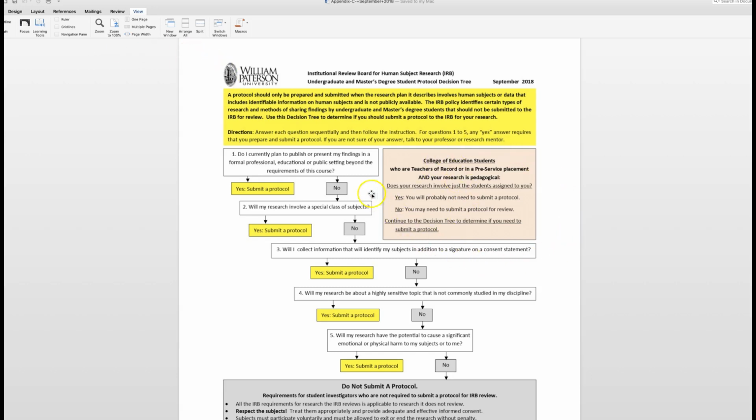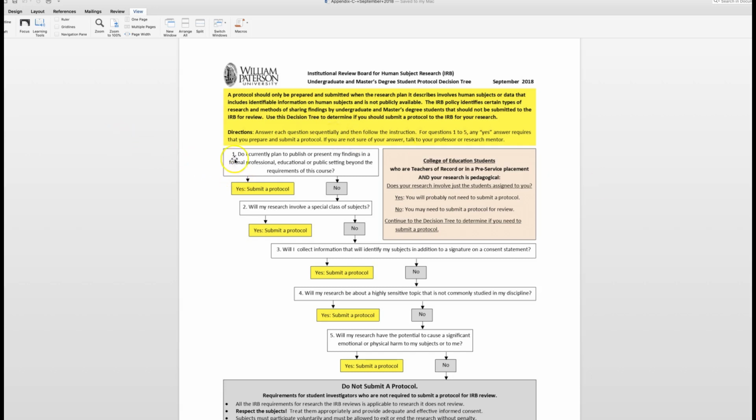College of Ed students have a special little section here. If you're a teacher of record or in a pre-service placement and your research is pedagogical, if it's just your students, you probably don't need to submit a protocol. If it's not just your students, you might need to submit a review. So they have this nice decision tree.